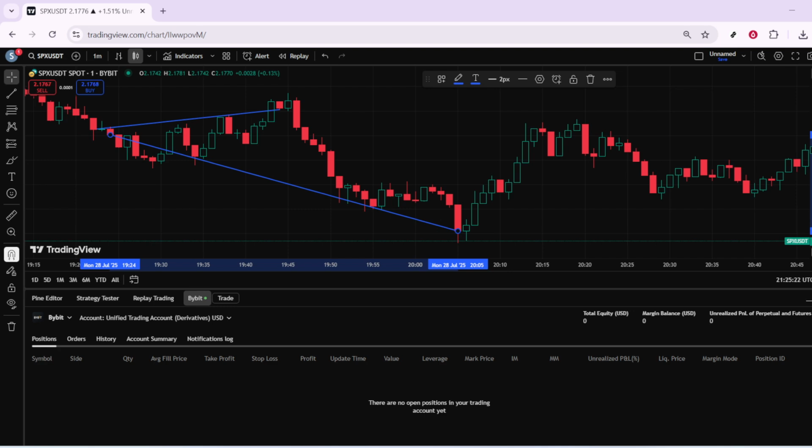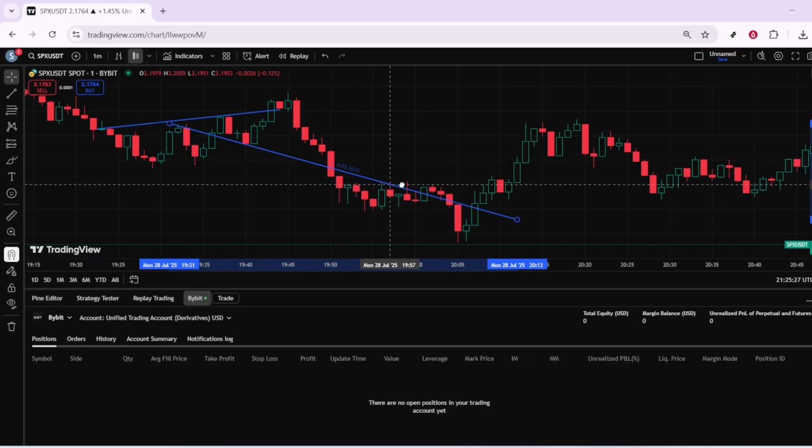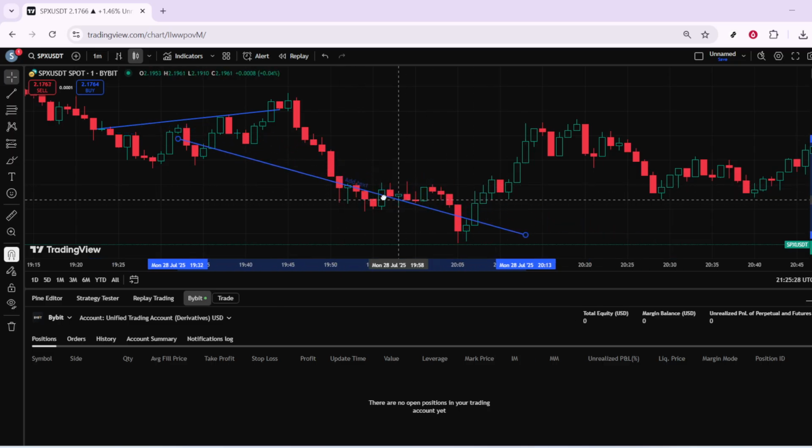After you've chosen your 2 points, you might find the need to adjust them a bit for more precision. Simply hold the points to adjust the line. You want the trend line to be as accurate as possible to provide meaningful insights.